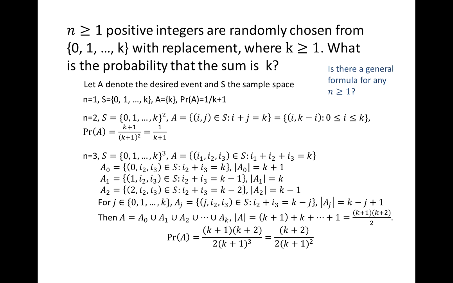We see the final result is not equal to 1 over k plus 1, but the deduction for every possible n is tedious. Is there a general formula for any n greater than or equal to 1? We introduce a trick called stars and bars here.